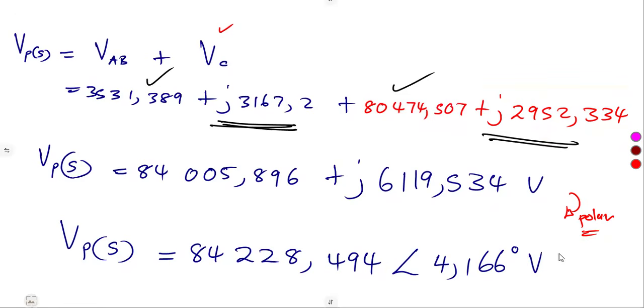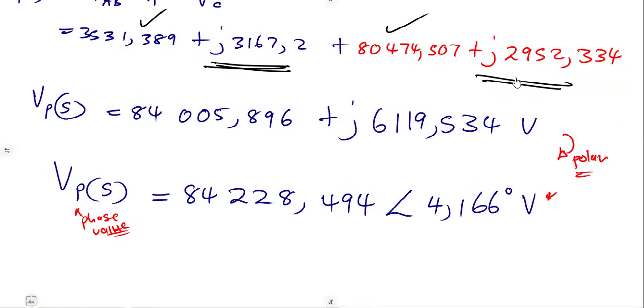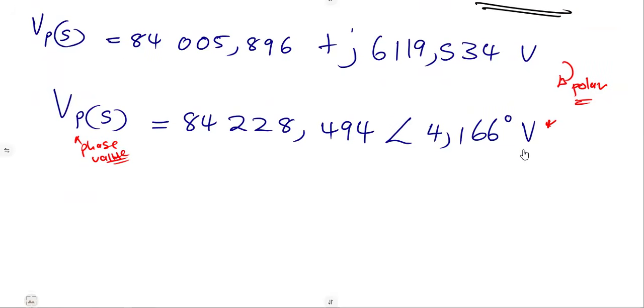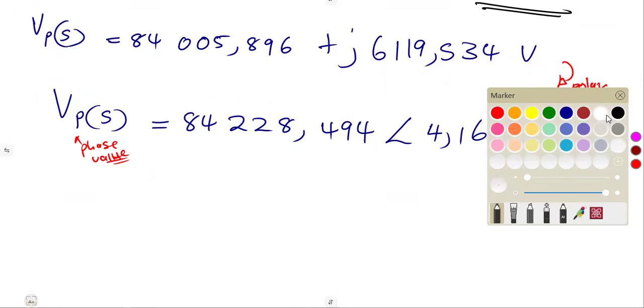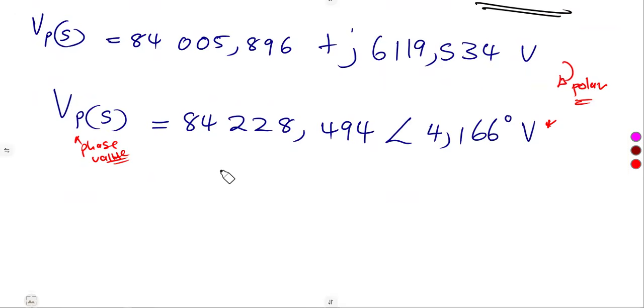So that is what we have in polar form. But remember, this is a phase value for a voltage. In three-phase, you must give your answer as a line value. So we are going to convert this one. Under a star, the line voltage is the square root of 3 of the phase voltage. So therefore, we're going to calculate the line voltage on the sending end.